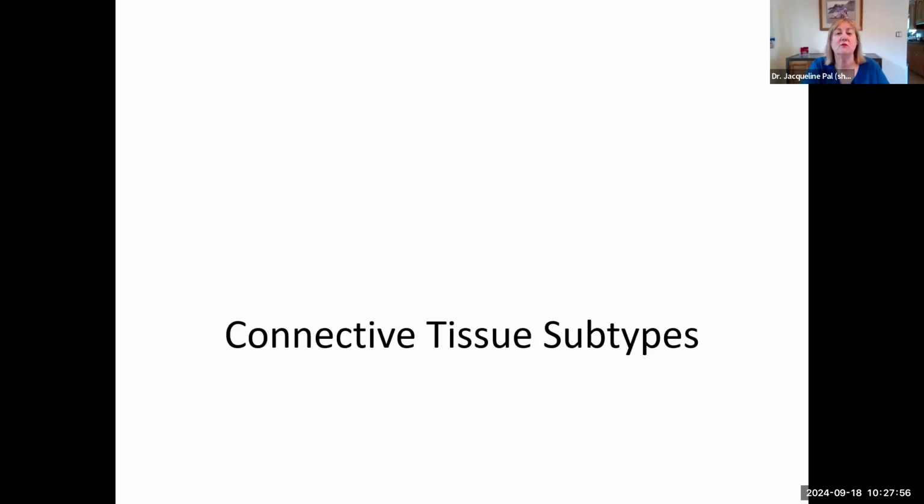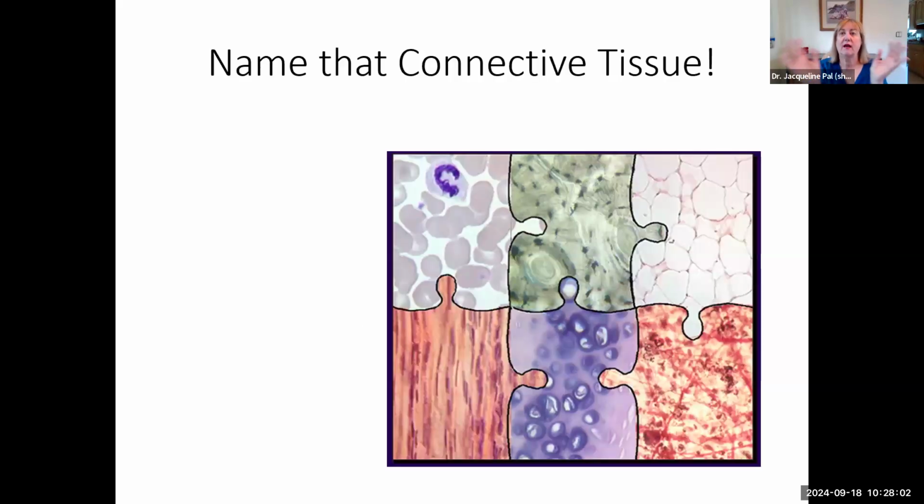Welcome back for this section where we're going to learn about the different subtypes of connective tissue. When we're talking about connective tissue types, we're going to learn about 6 of them. By the end of this section, come back to this picture and you should be able to tell what each of these 6 are. So, in order to name them, you have to be able to remember the names of them.